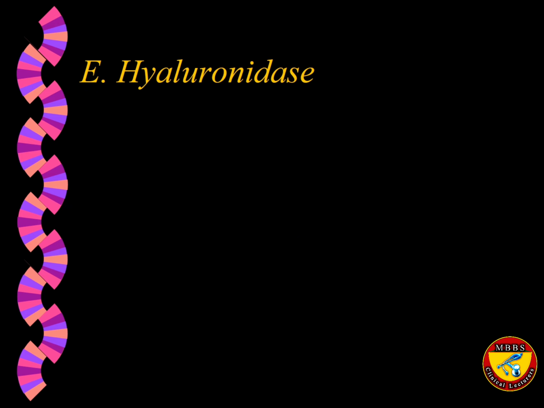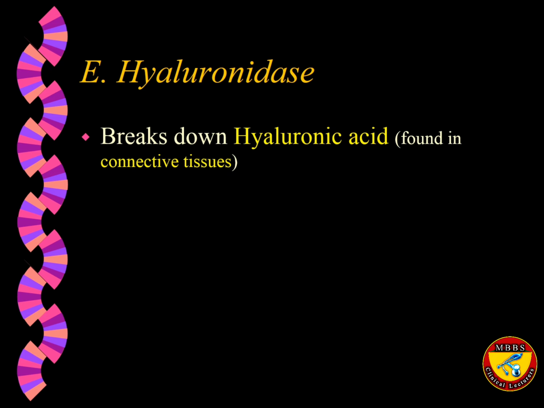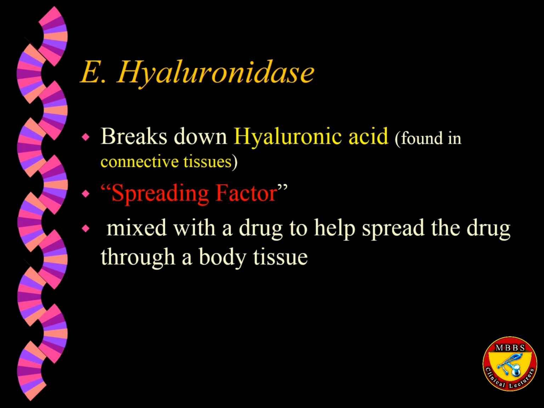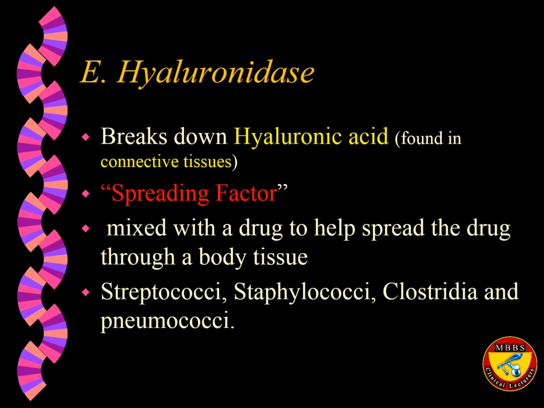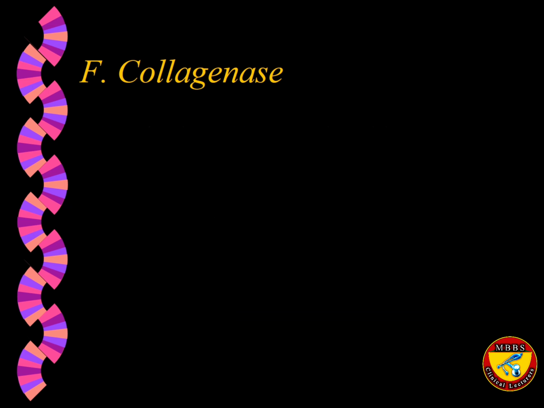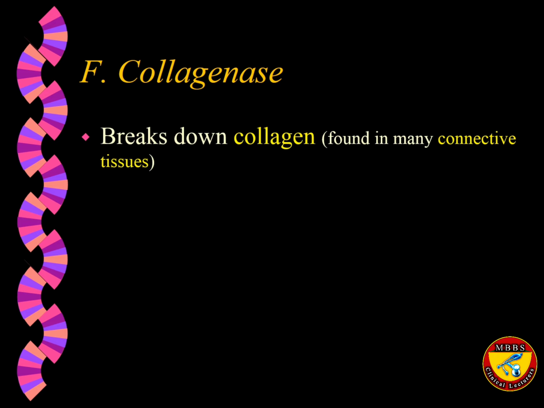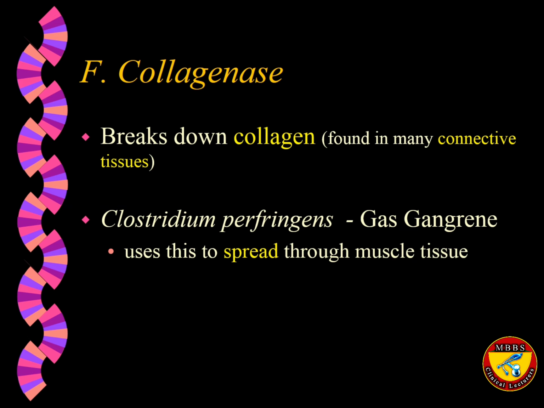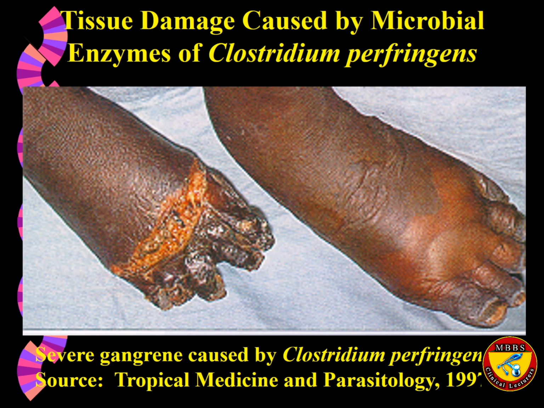Another enzyme we have to discuss is hyaluronidase, which breaks down hyaluronic acid found in connective tissue, and it is also known as a spreading factor. It is mixed with a drug to help spread the drug through body tissue. Streptococci, staphylococci, clostridia, and pneumococci all have hyaluronidase. Another enzyme is collagenase, which breaks down collagen, found in many connective tissues. A prime example is Clostridium perfringens, which causes gas gangrene. This is a picture of severe gas gangrene caused by Clostridium perfringens.